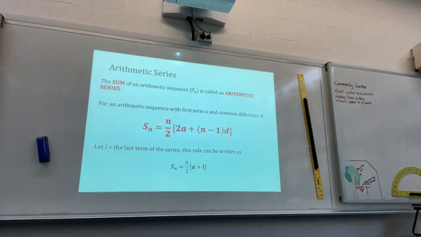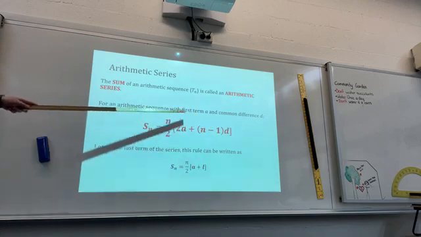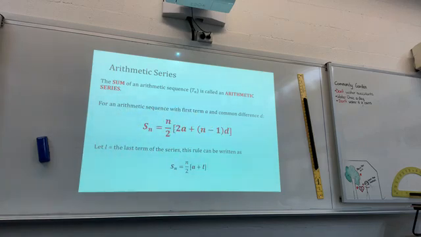So if we know the first term a and the common difference d, this is what we could use to find the sum. As long as you know a, as long as you know d, and then you know the terms. Now, if we know the last term of the series, which means there's a finite series, a and the last term, which is L, we can write Sn equals n over 2 times a plus L.